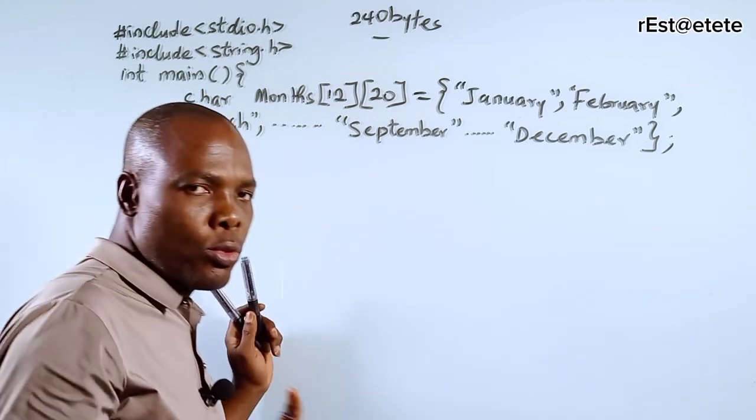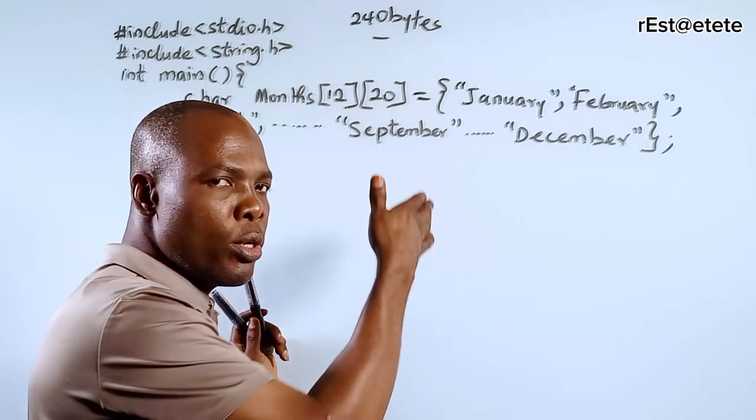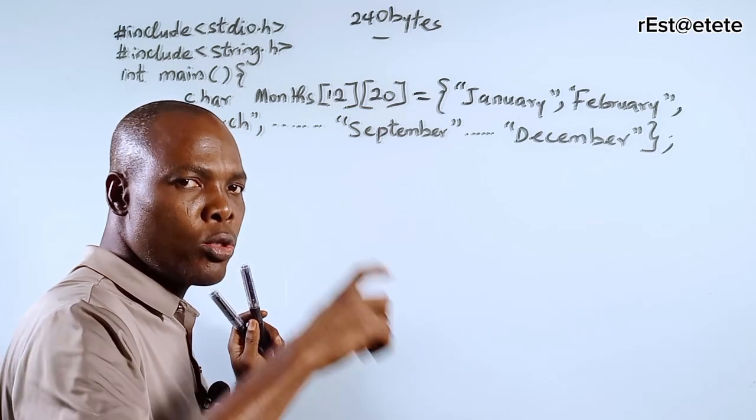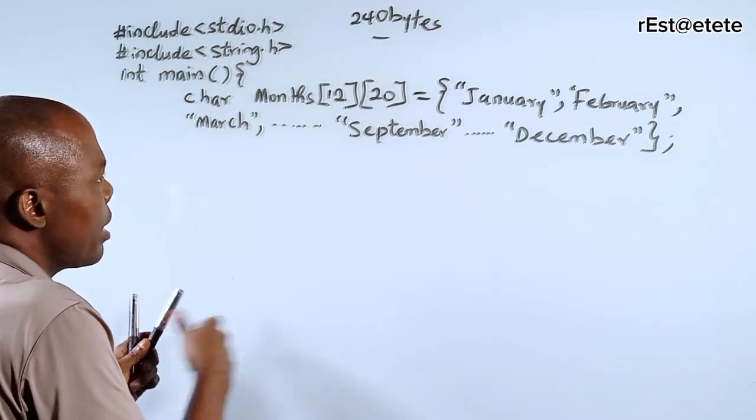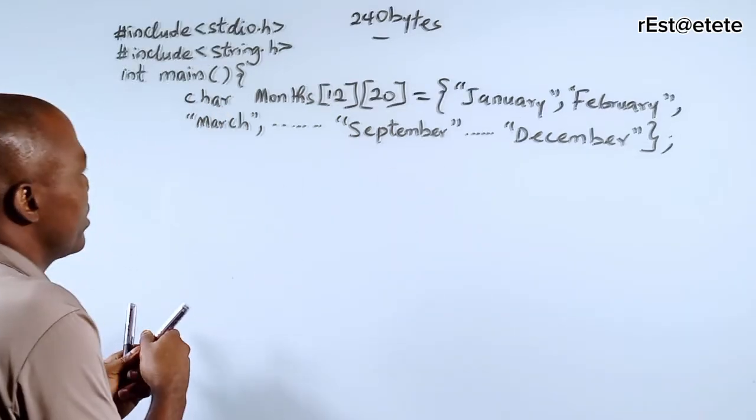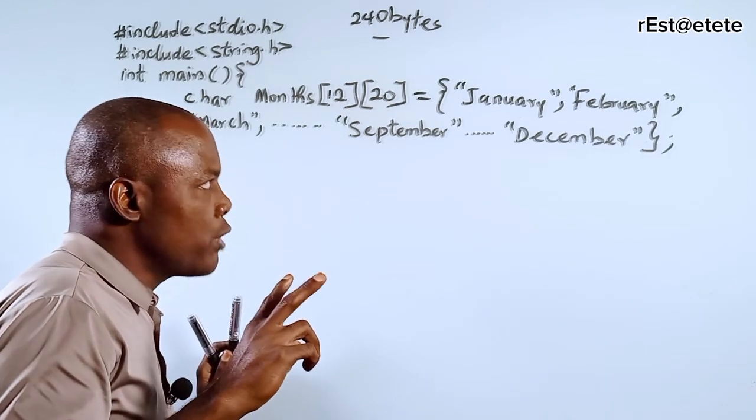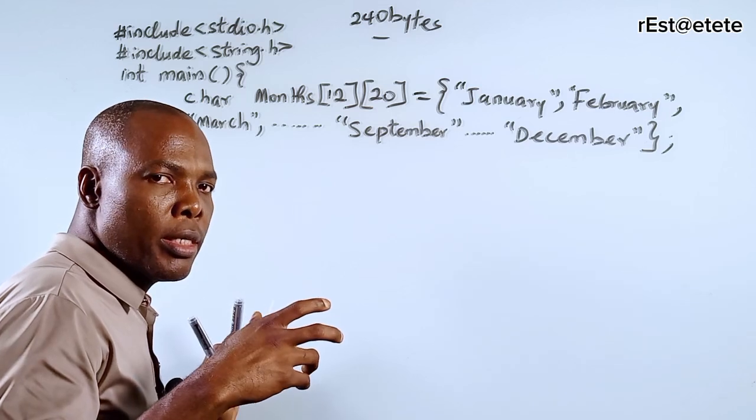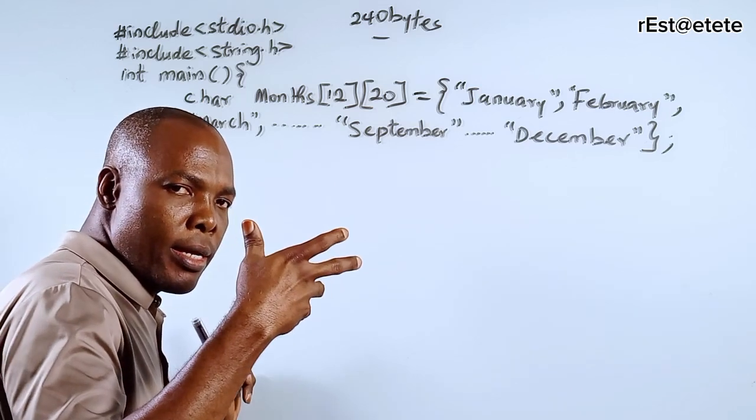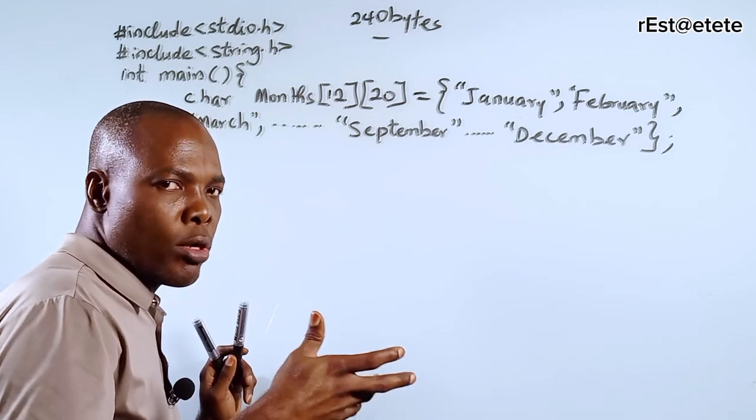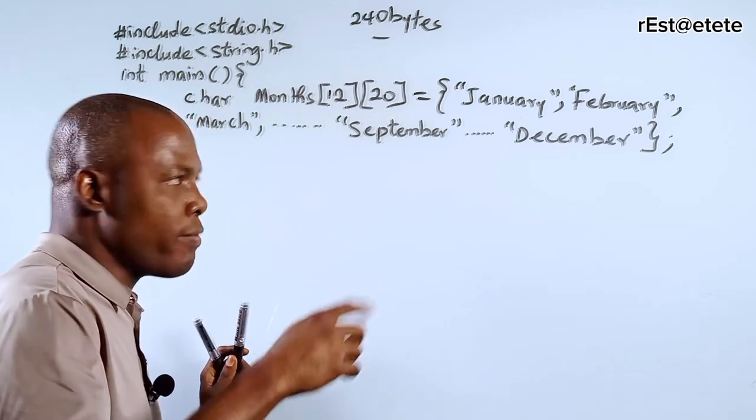So what is it I want to do? I want to calculate the month with the longest number of characters and also state that month and the number of characters that are in that month. So I am going to declare two variables. The first variable will hold the count of the characters and then the position of that month.